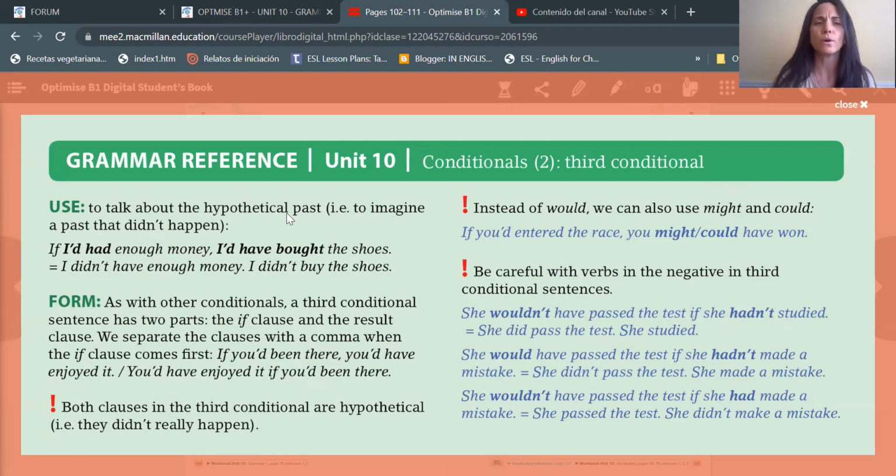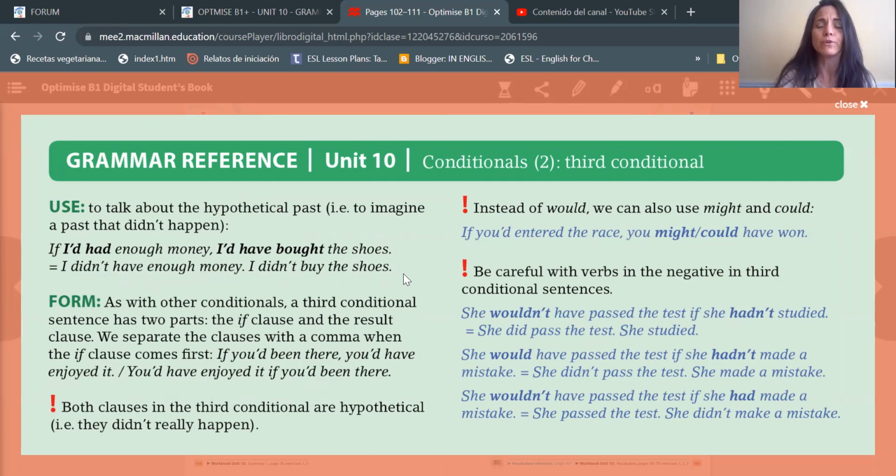So what's the use of it? To talk about the hypothetical past. That is, to imagine a past that didn't happen. So, example. If I had had enough money, I would have bought the shoes. But what actually happened was that I didn't have enough money, so I didn't buy the shoes. Clear the use of it, okay?